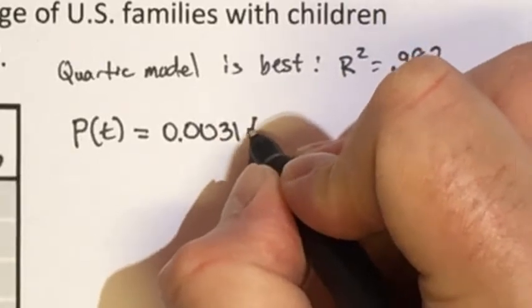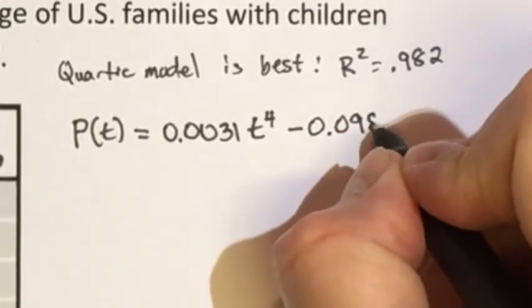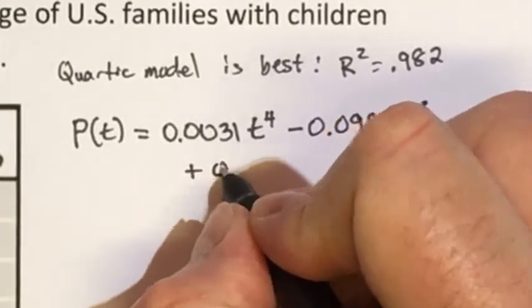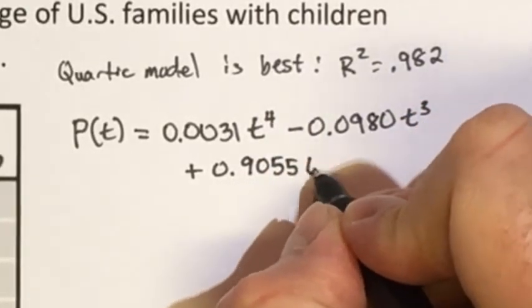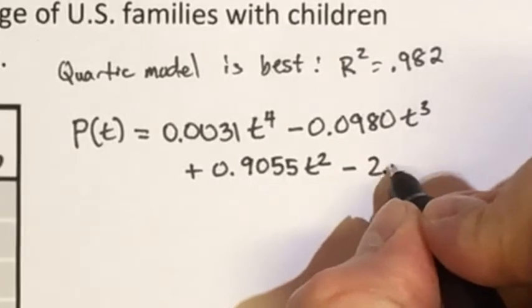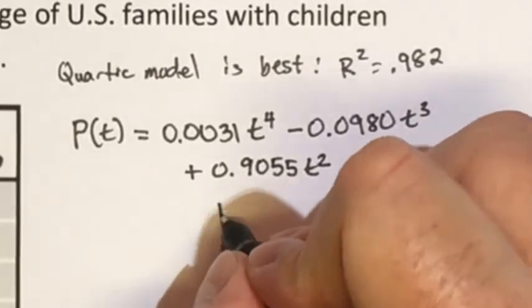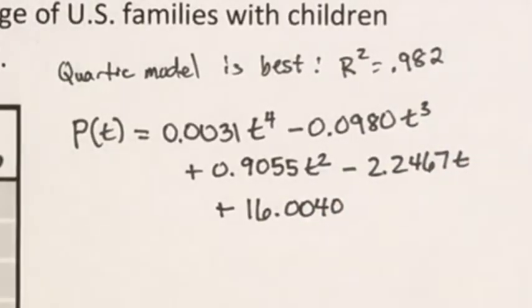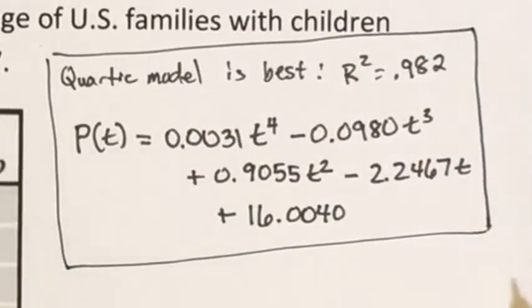0.0031 t to the 4th power minus 0.0980 t cubed plus 0.9055 t squared minus 2.2467 t plus the constant 16.0040. So this is our best model right here. And again, it's the best because the r squared value was closest to 1.